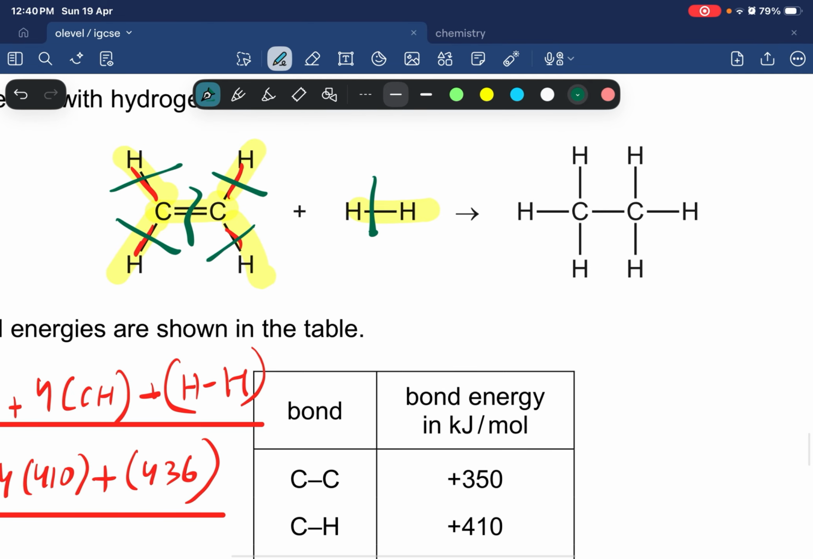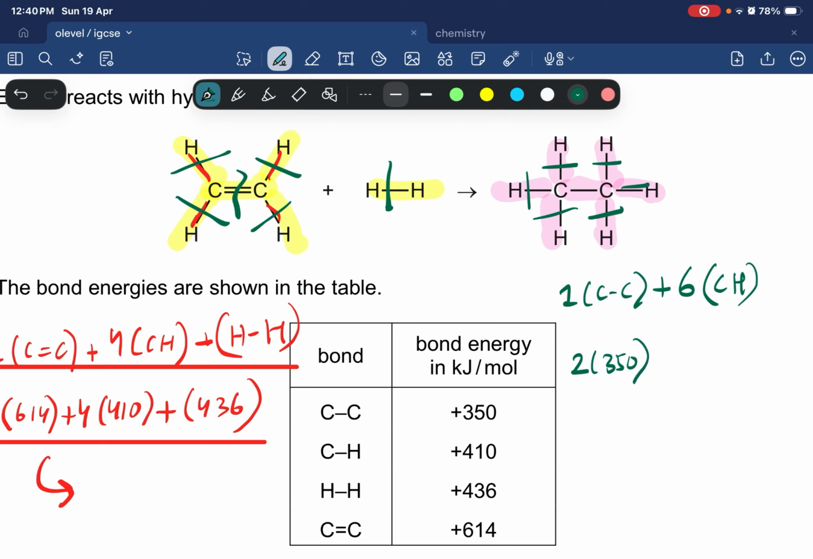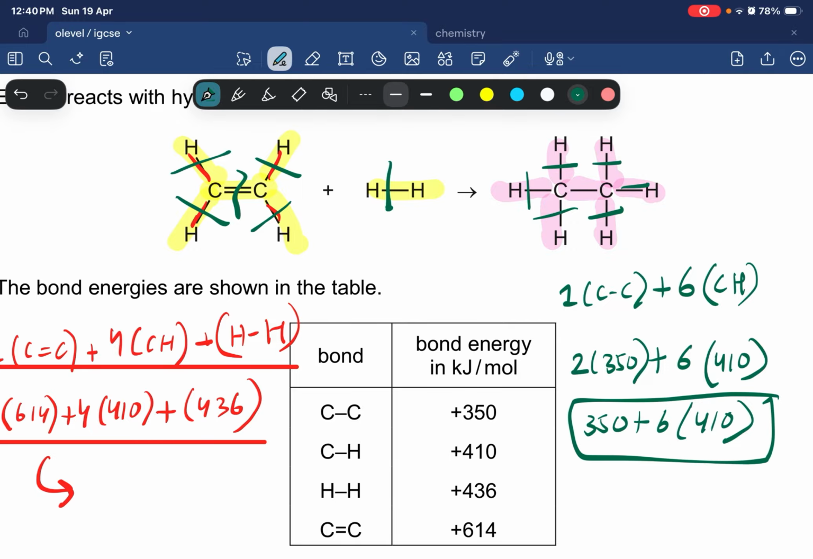Okay, so now energy is going to be released when bonds are formed. This bond is formed, this is formed. 1 carbon-carbon bond is formed, and 1, 2, 3, 4, 5, 6 CH bonds are formed. So 1 times 350 plus 6 times 410, whatever this is going to come out to be, this is going to be the energy that's going to be released.